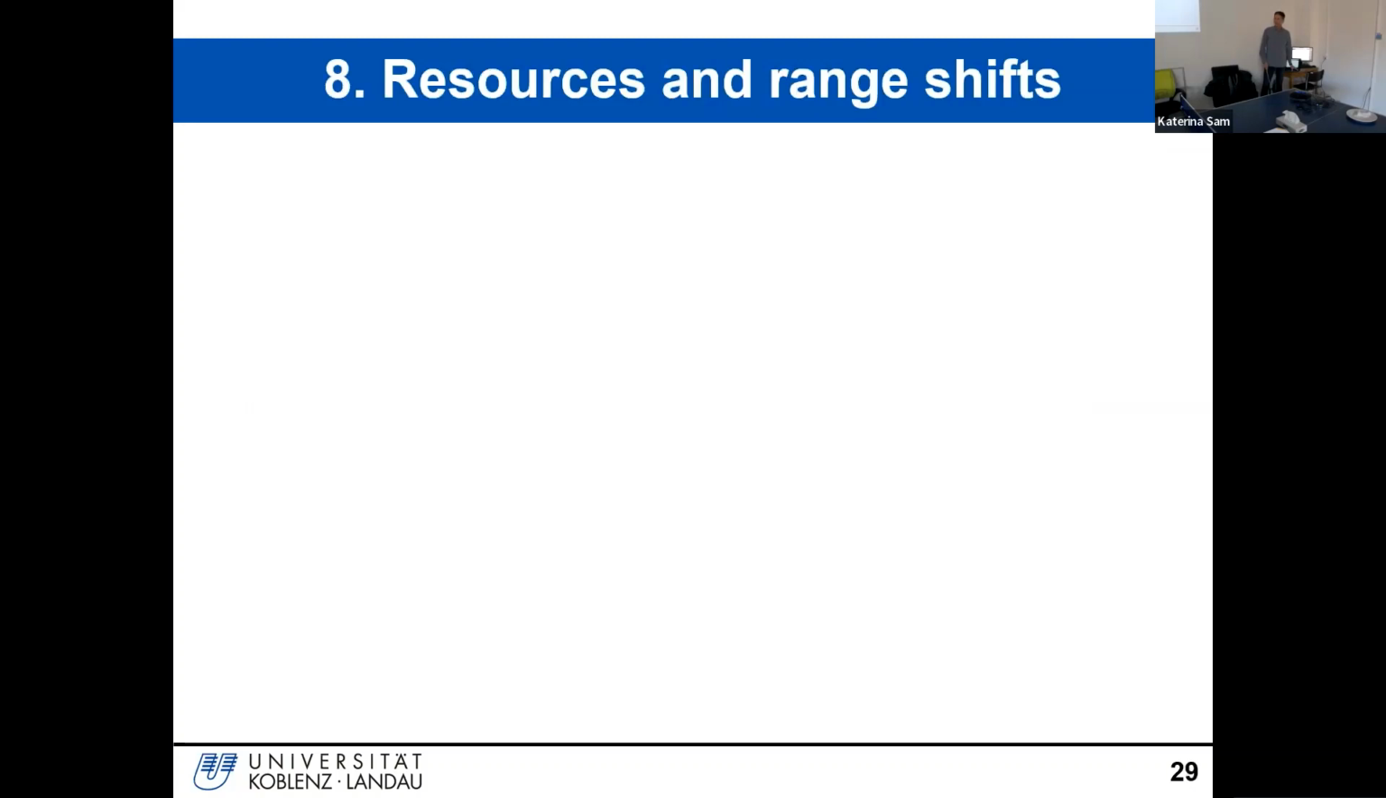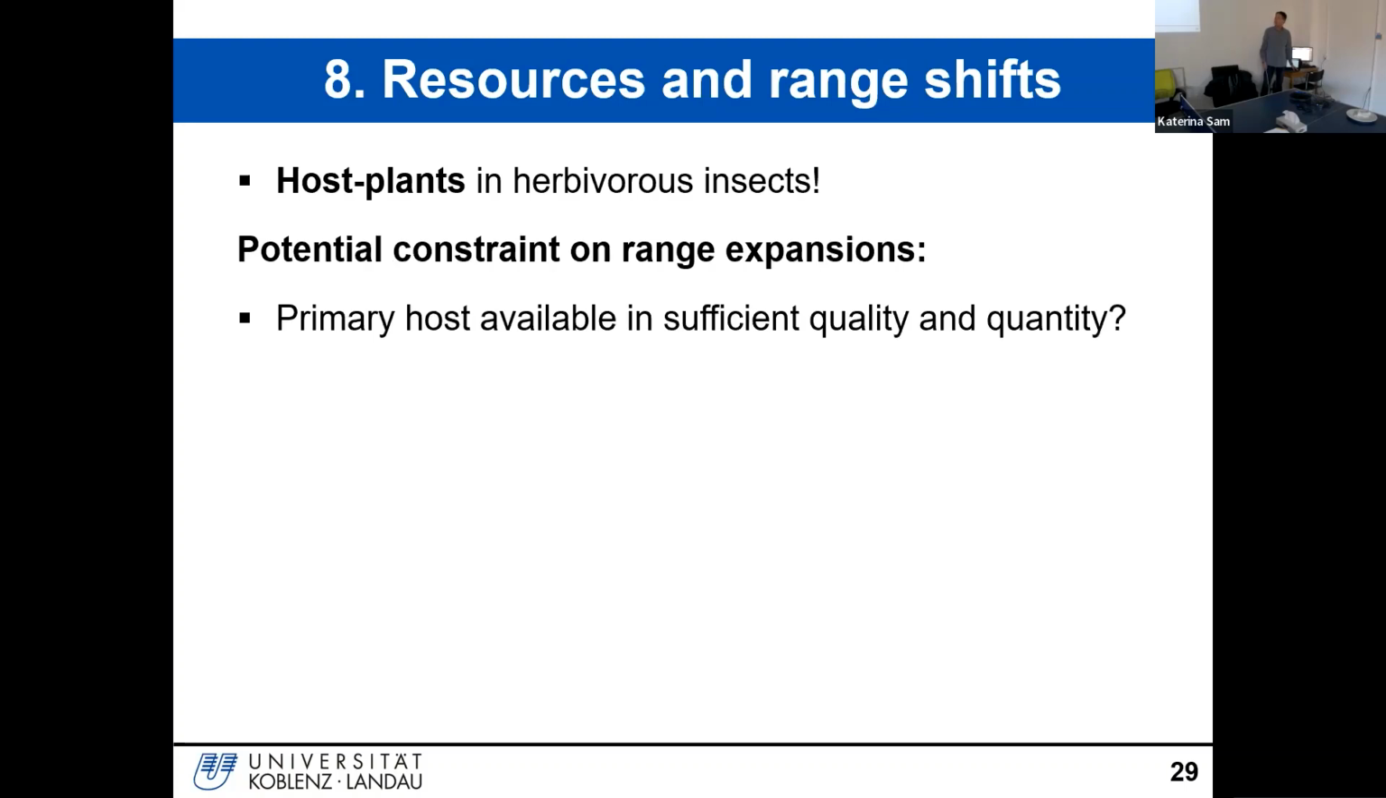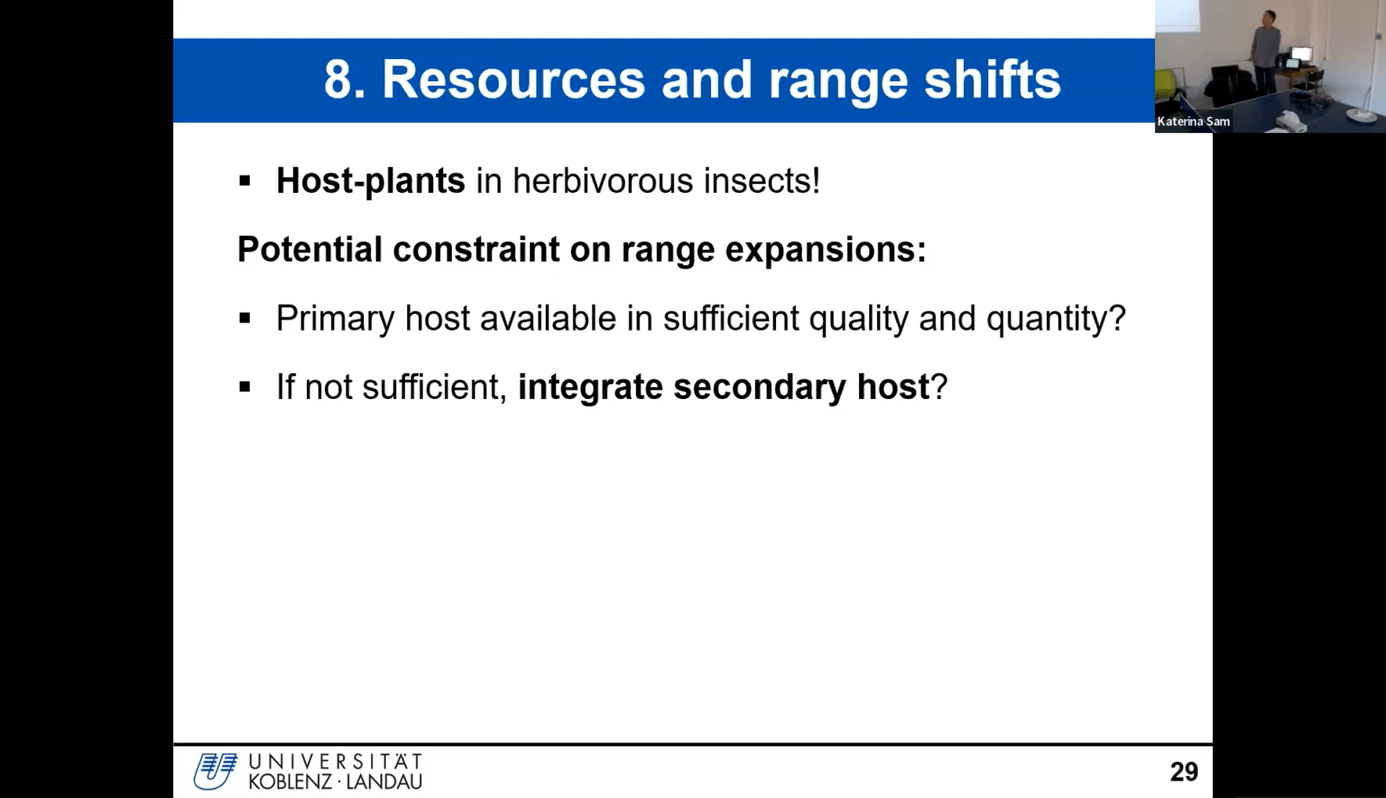All right, then resources and range shifts. And now I would like to draw your attention to host plants. Butterflies are herbivorous insects, of course, so the availability of suitable host plants is very important. And it's even more important for range shift. So what might happen? It might constrain range expansions. So the first question is in the new area, the primary host available in sufficient quality and quantity? If yes, no problem. If not, is it possible to integrate a secondary host?